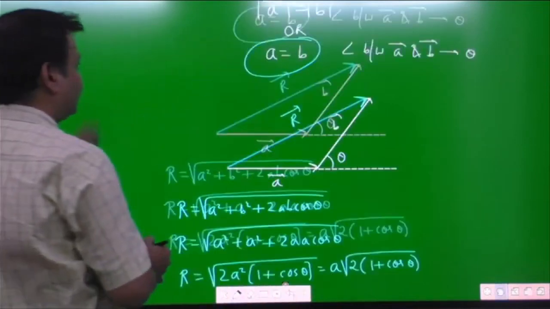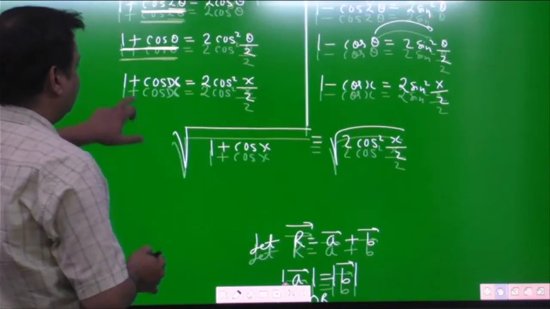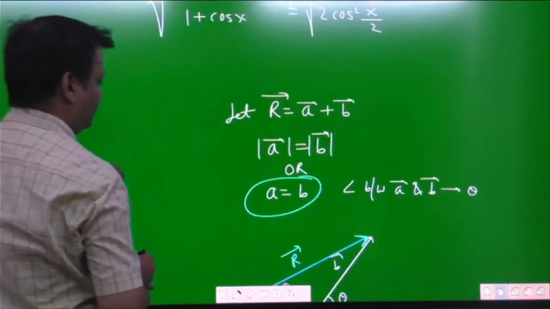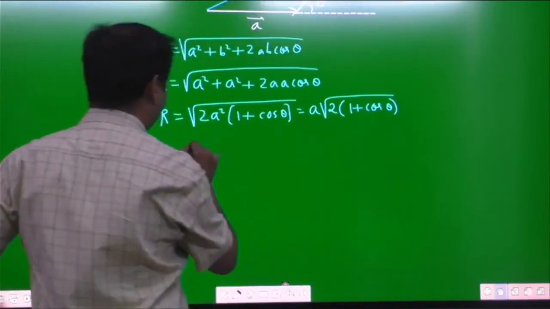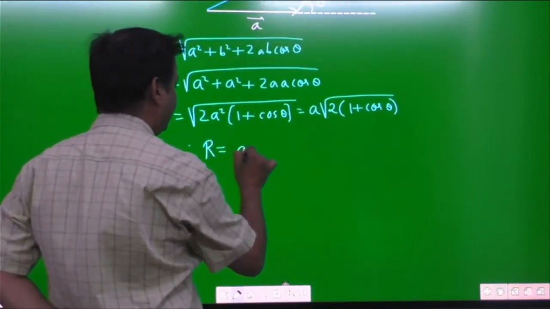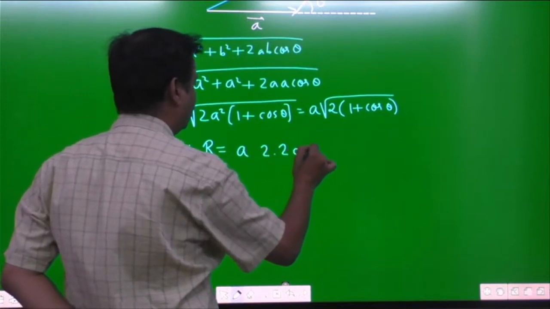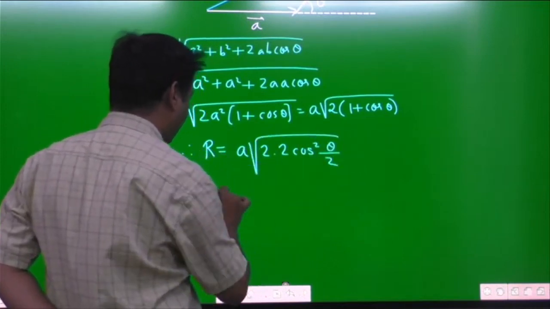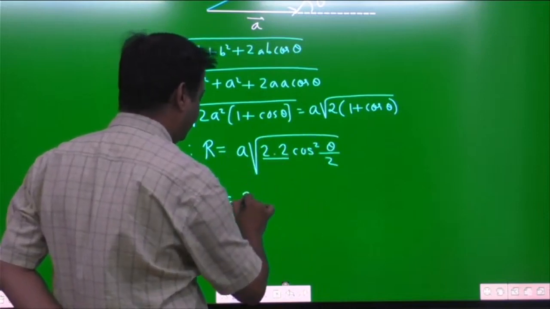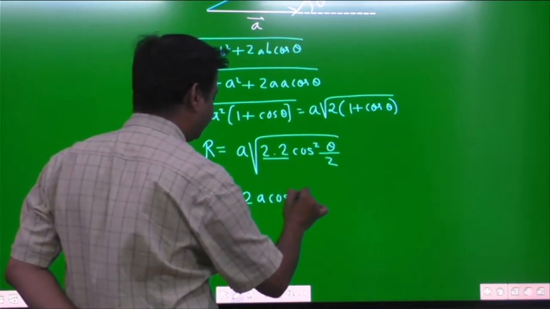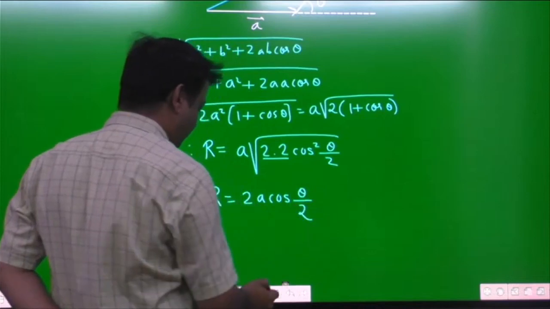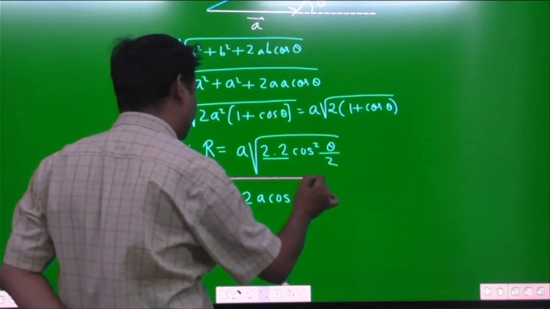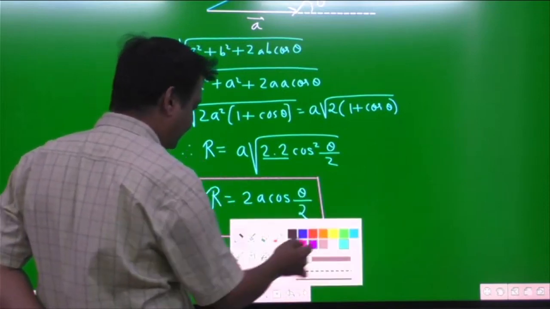Now I will use this trigonometric formula. 1 plus cos theta is 2 cos square theta by 2. So therefore r will come to be a root of 2 cos square theta by 2. The square root will be taken outside, so r is 2a cos theta by 2. So this is the resultant magnitude when two vectors have the same magnitude.